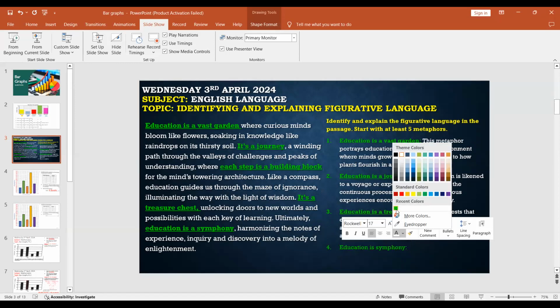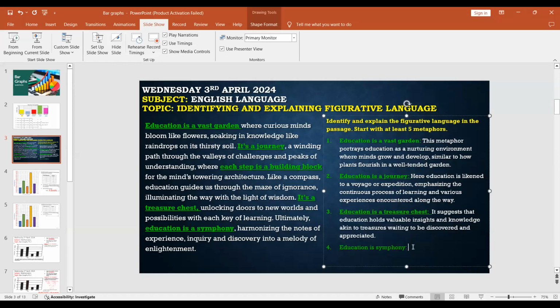curiosity, right? It brings together the fact that you're going to be discovering all these things. Pull that all together with the fact that you're going to be enlightened at the same time. So it's a symphony because just like how a symphony harmonizes things, brings them together, education brings a lot of things together as well. Experience, inquiry, discovery, curiosity, and all those different things. And so we got to explain that.